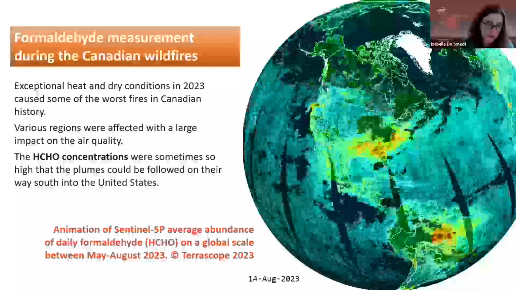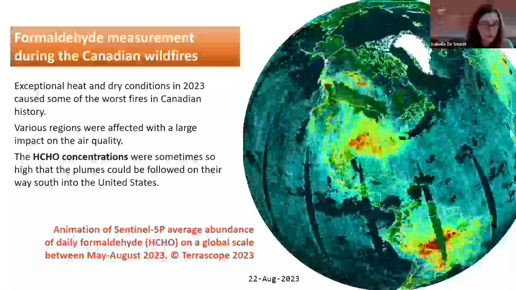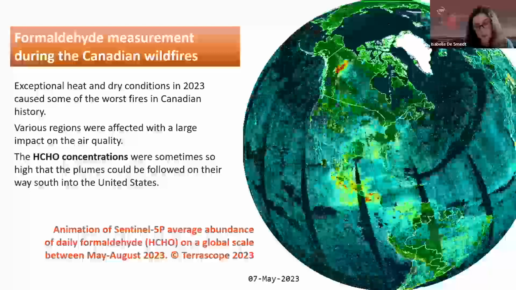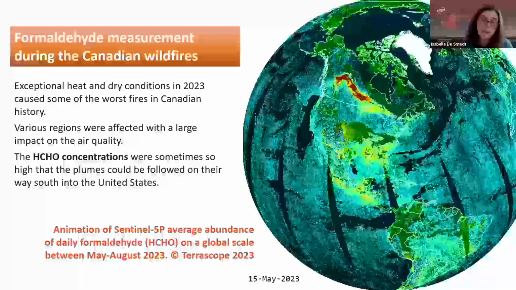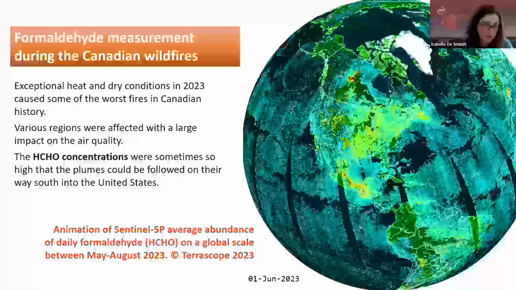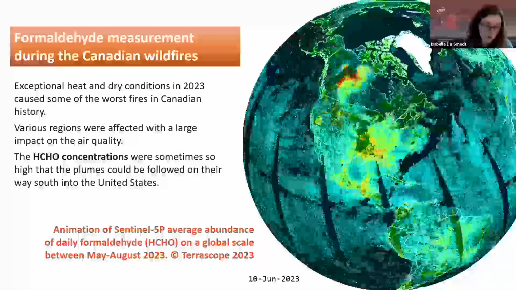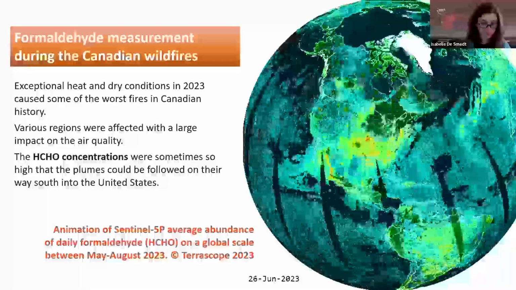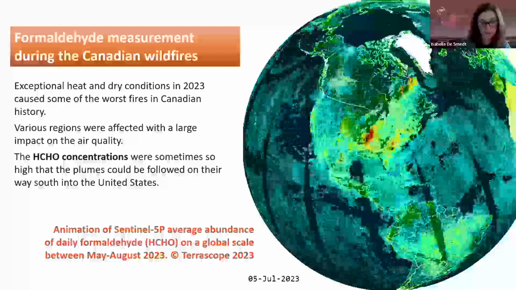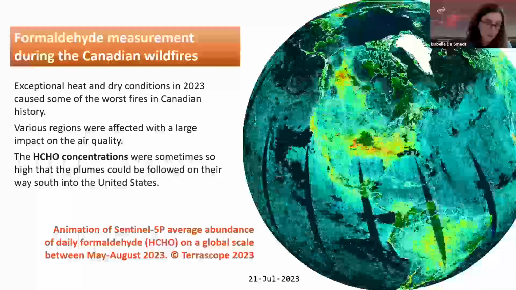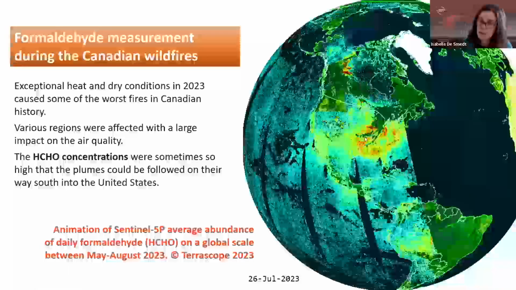Despite the fact that the lifetime of formaldehyde is only a few hours, the quantity of the emitted pollutant was so large, and the altitude of the plume was so high, that secondary production could happen thousands of kilometers away from the fire source, with, of course, an important and bad impact on air quality over Canada and up to the United States.